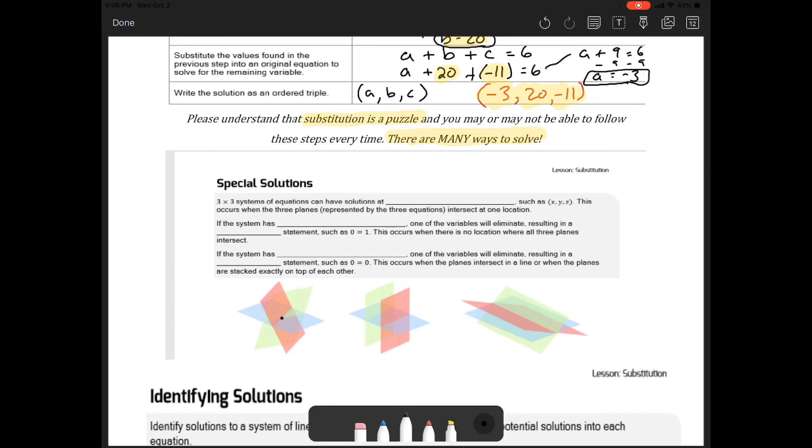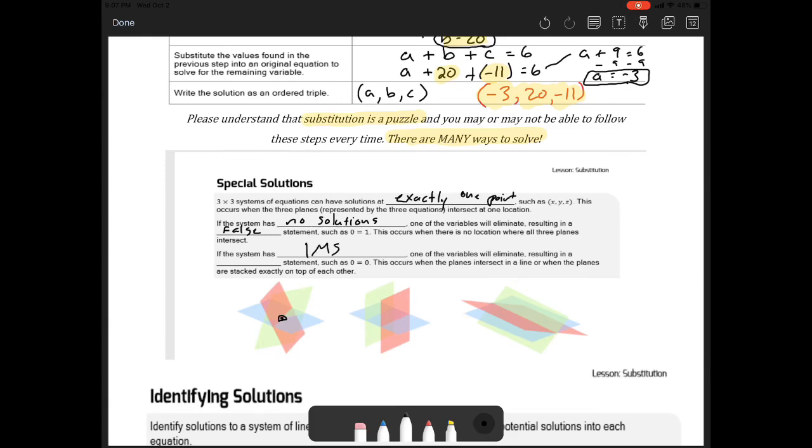So there are some special solutions, and basically that just means that 3x3s have solutions at exactly 1 point. And so what that means is that's like the x, y, z. This occurs when the 3 planes represented by the three equations intersect at one location. So that's this part, so right here. If the system has no solutions, one of the variables will eliminate, resulting in a false statement. So that means something about it is not true, such as 0 equals 1. This occurs when there's no location at which all three planes meet, which we've talked about before with the two of them.